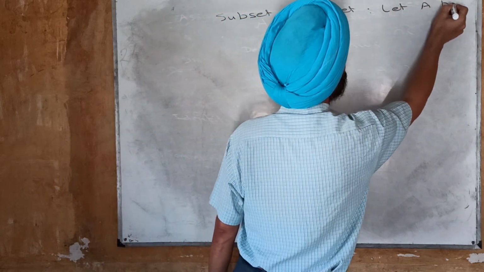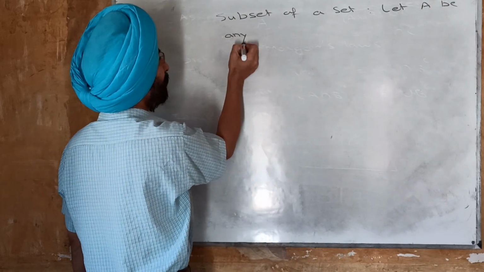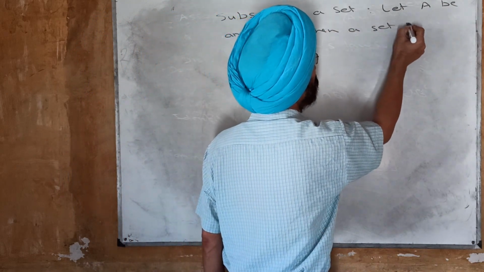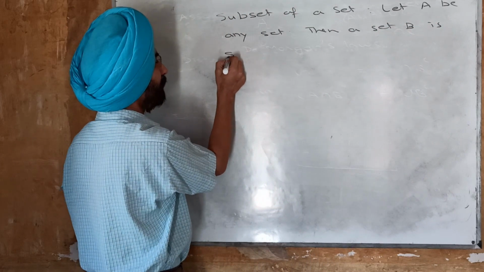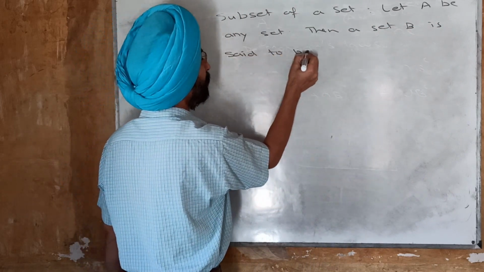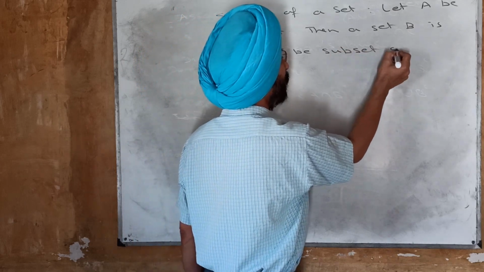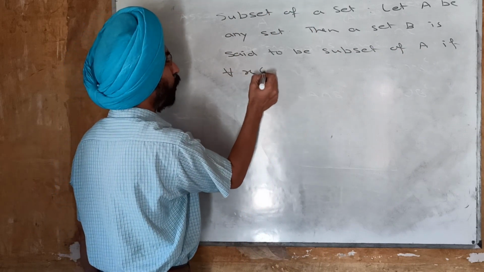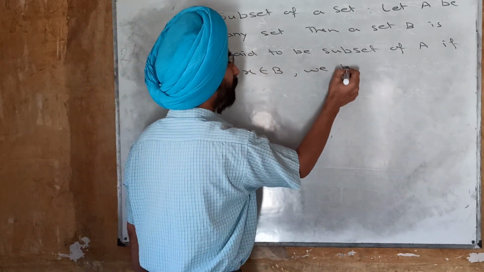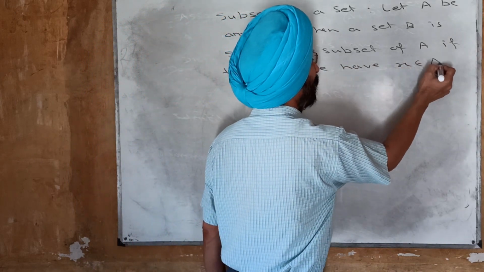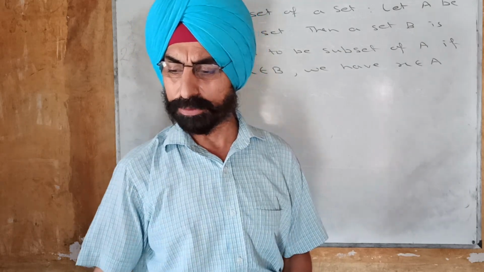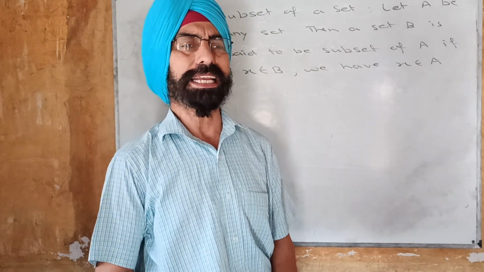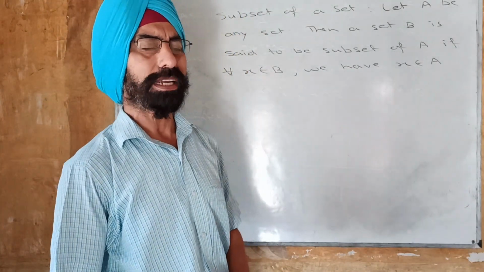Let A be any set. Then a set B is said to be subset of A if for every x belonging to B we have x belongs to A. That means B is a subset of A if every element of the set B is also a member of A. In that case we will say that B is a subset of A.